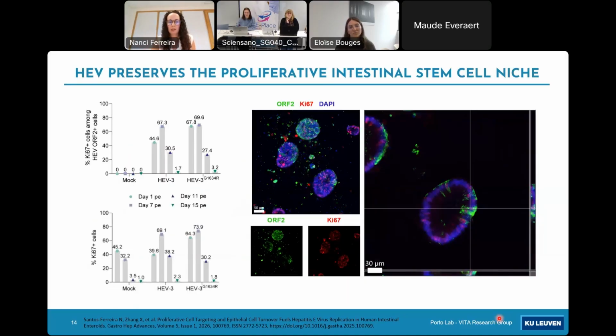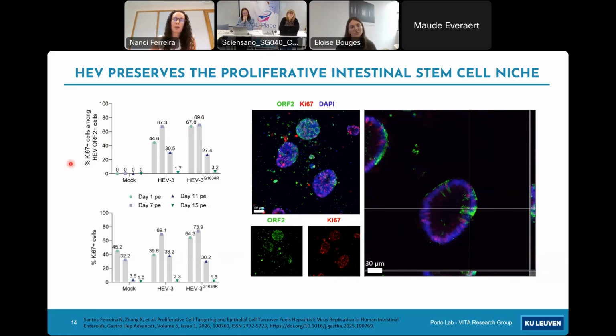But we still wanted to see, does the virus have a preference for a certain cell type? So we quantified by high content imaging which cells were infected. And we saw that of all the infected cells, almost two-thirds, almost 70%, were proliferative cells, positive for Ki67, showing a strong preference of the virus for this cell type. And as we saw also in the infection of 3D organoids, we got higher viral titers when we infected undifferentiated cultures. So these results were aligning.